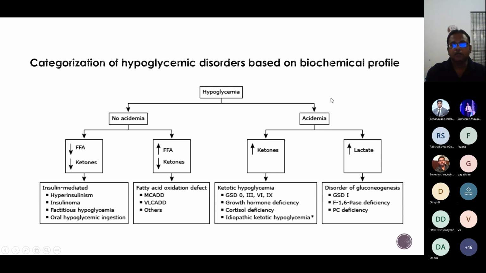And then on the other arm, hypoglycemia plus acidemia with increased ketone levels, you get glycogen storage disorders, growth hormone deficiency, cortisol deficiency, and idiopathic ketotic hypoglycemia, which is quite common. And then with acidemia and increased lactate, you get glycogen storage disease type 1 and pyruvate kinase deficiency. So I hope it is clear for you.